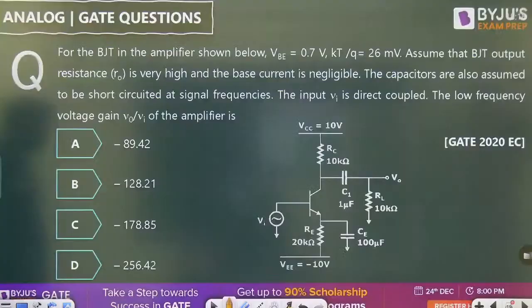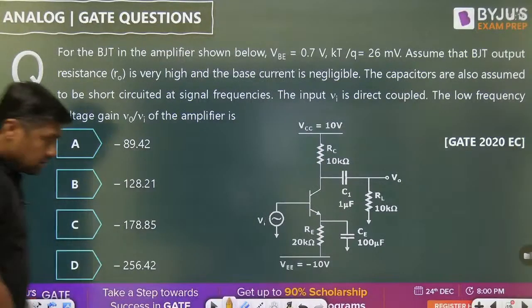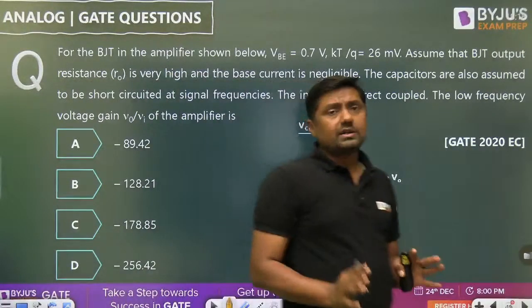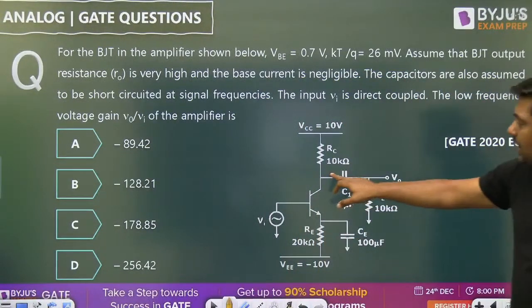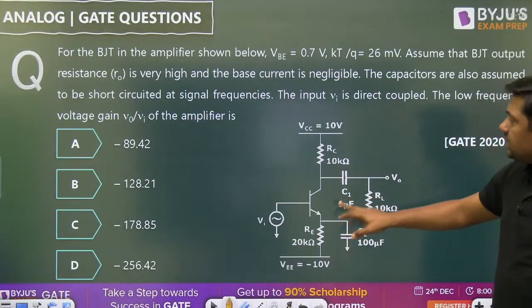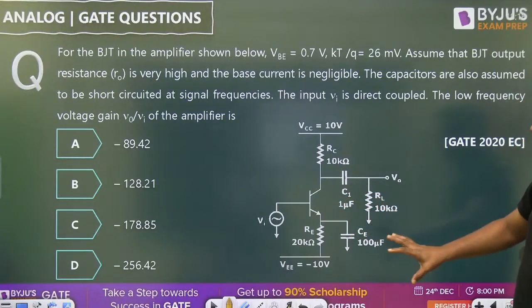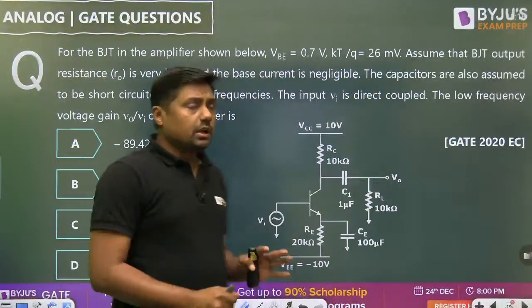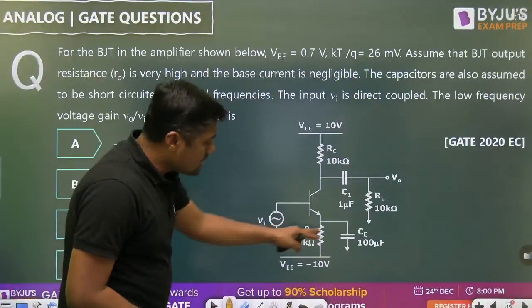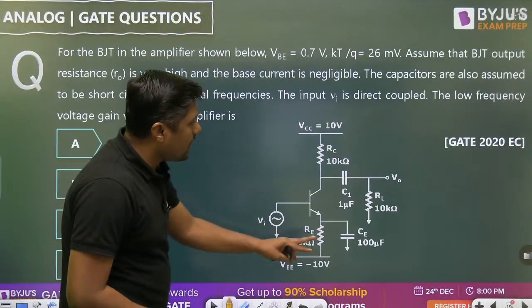Next one. Now, this is a very, very important diagram. Amplifier. We are taking the output from the emitter, right? So this is a simple amplifier. What is the answer? It is a common emitter with bypassed RE.